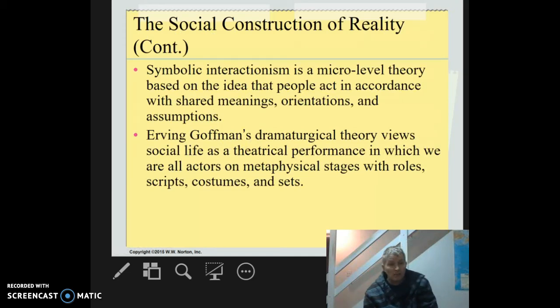Symbolic interactionism is an important aspect of this idea of the social construction of reality. Symbolic interactionism is a micro-level theory based on the idea that people act in accordance with shared meanings, orientations, and assumptions. We all know that we act a certain way depending on the context. In a job interview, we put our best foot forward. When we're at family dinner, we watch our language.